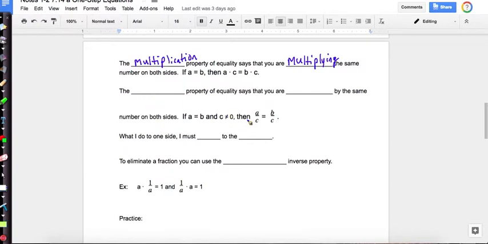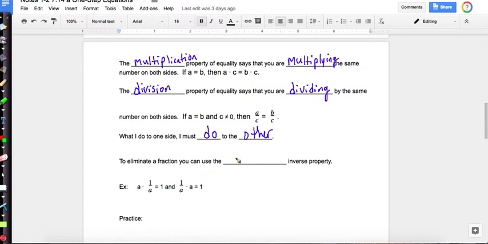And if you look down here, if A equals B, then A divided by C equals B divided by C. So this is the division property of equality, which says that you are dividing by the same number on both sides. And what I do to one side, I must do to the other. This saying is basically for the properties of equalities. What you do to one side, you must do to the other. That's what all these properties of equalities do.